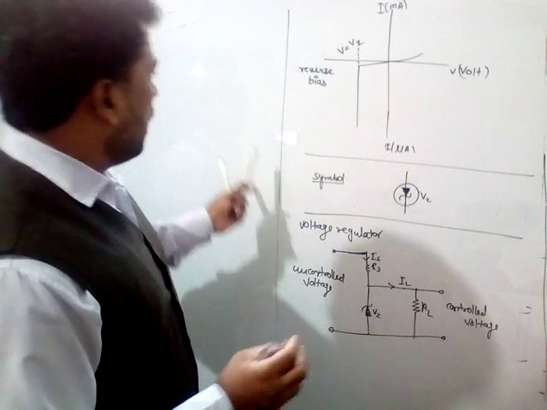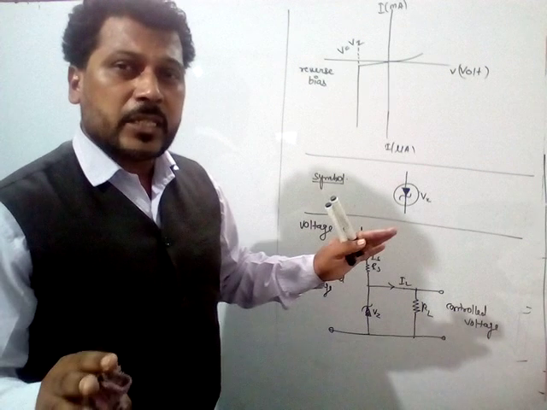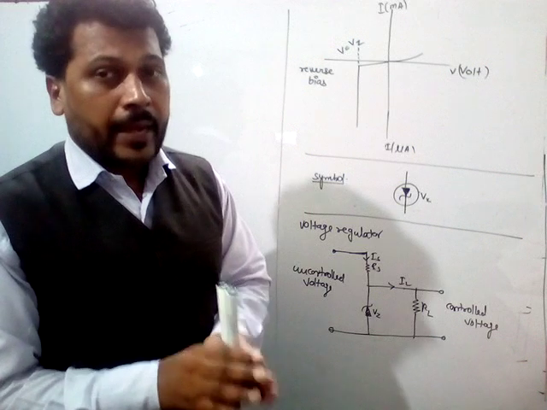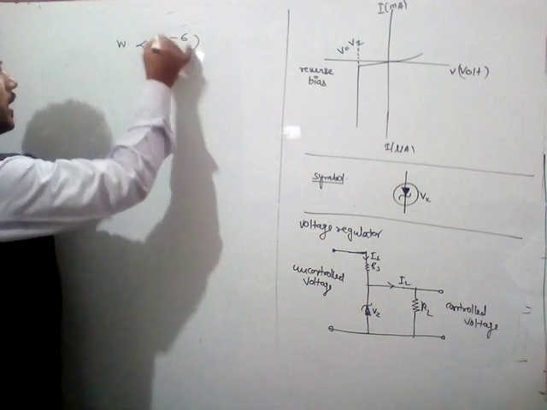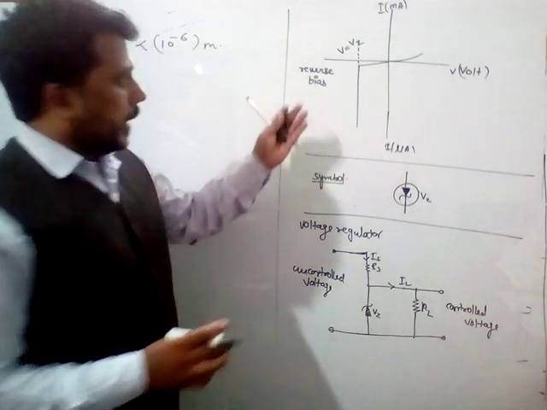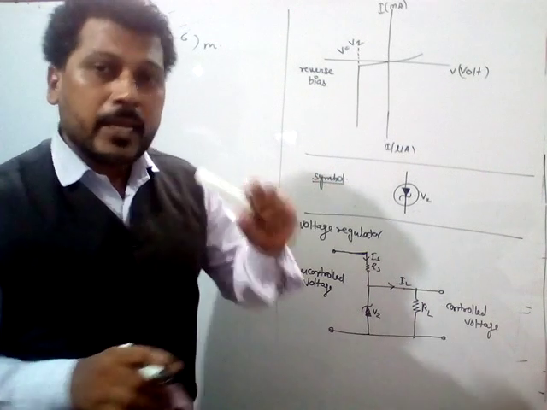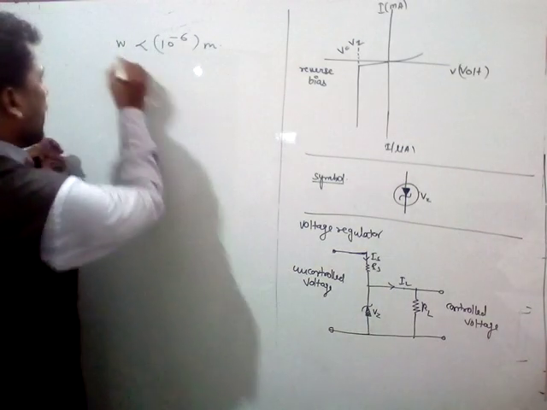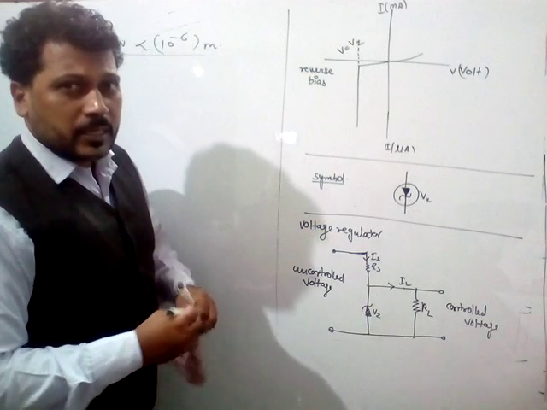Here the P and N types of junction diode are fabricated in such a way that they are highly doped in both regions, P and N. Due to this, its depletion layer becomes less than 10 raised to the power minus 6 meter. Write down: in the Zener diode, both P and N regions are highly doped. Due to this high doping, its depletion layer decreases and becomes less than 10 raised to the power minus 6 meter.